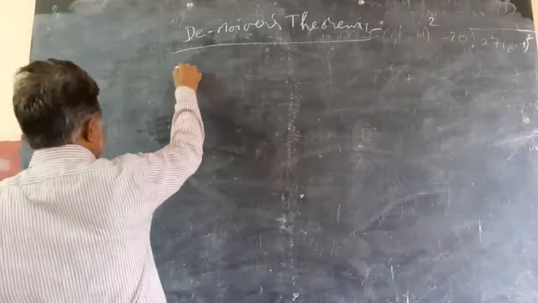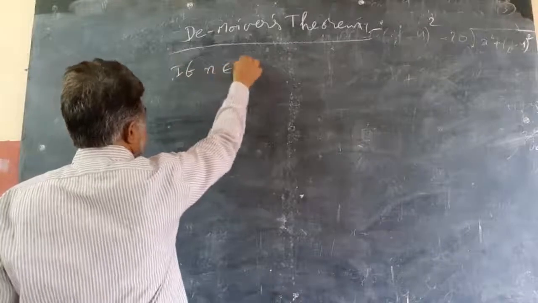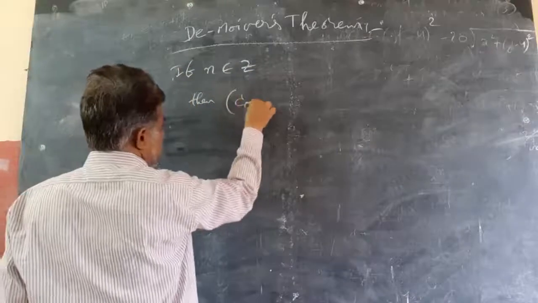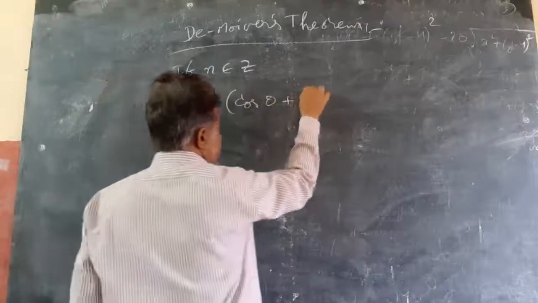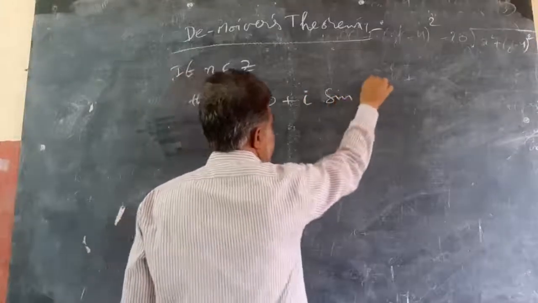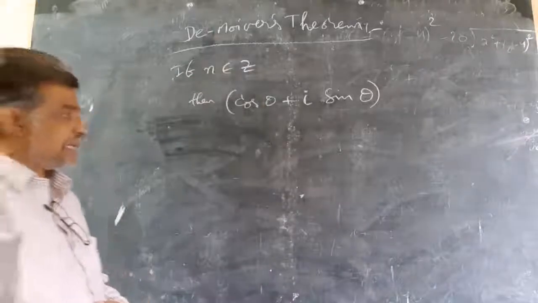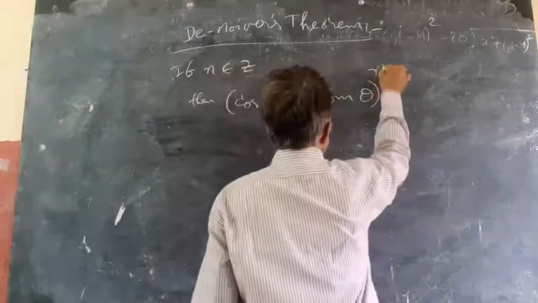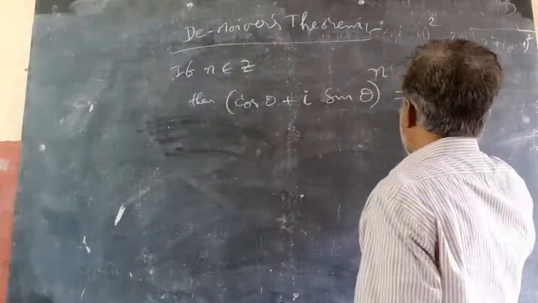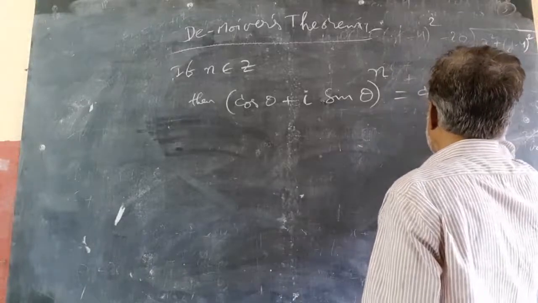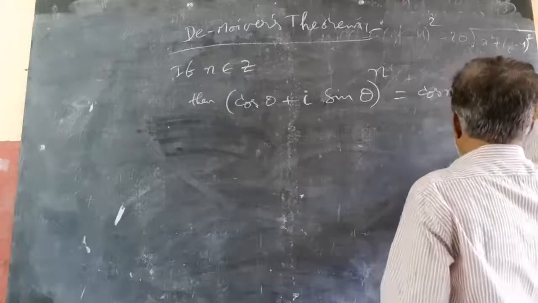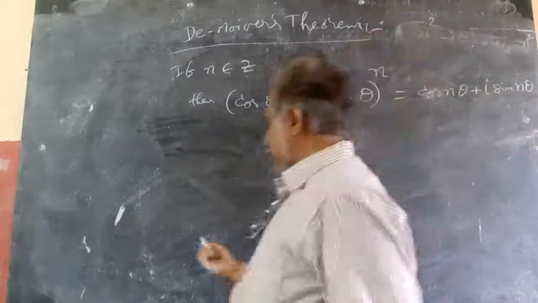If n is an integer, means n belongs to Z, then (cos theta plus i sin theta), what we call cis theta, which we already discussed in complex numbers, it is not a separate concept, same concept of complex numbers. (cos theta plus i sin theta) whole power n equals cos n theta plus i sin n theta.